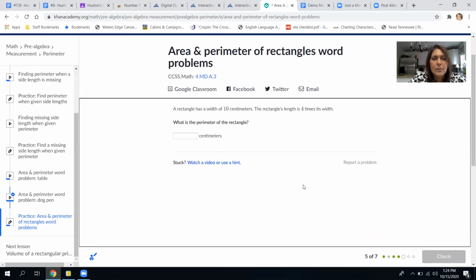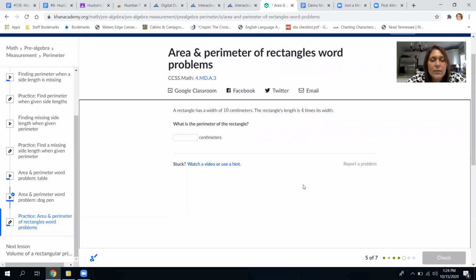Let's try another. A rectangle has a width of 10 centimeters. The rectangle's length is 4 times its width. What is the perimeter of the rectangle? Take a minute, see if you can figure that out. I would recommend drawing out that rectangle.